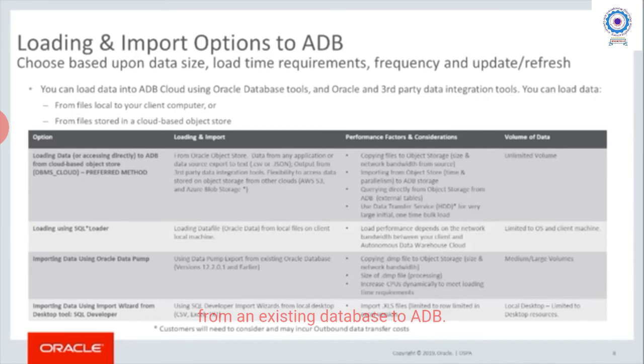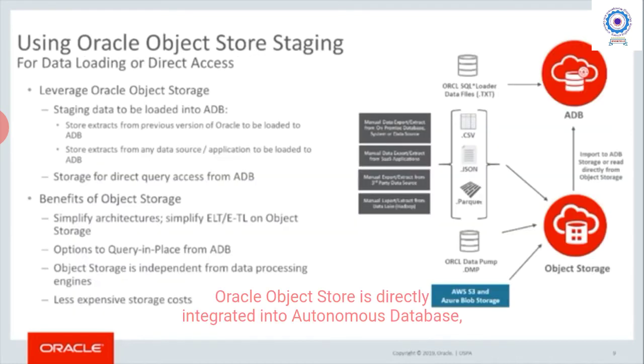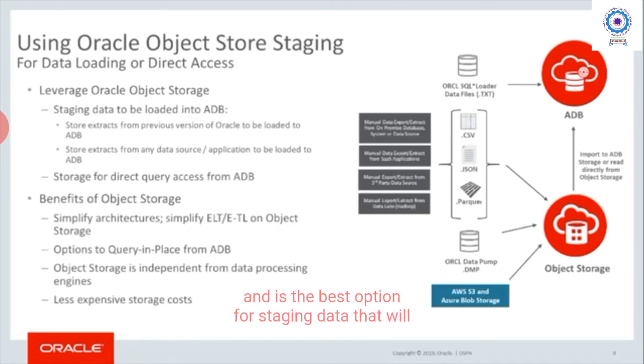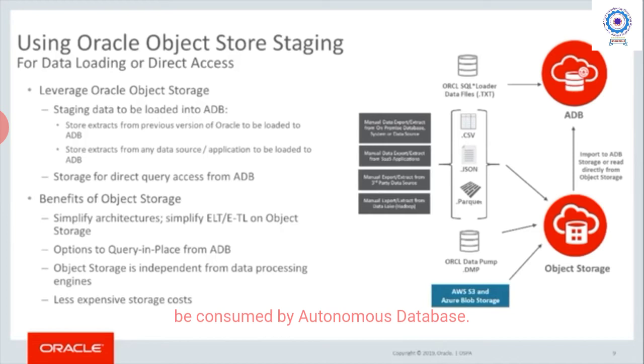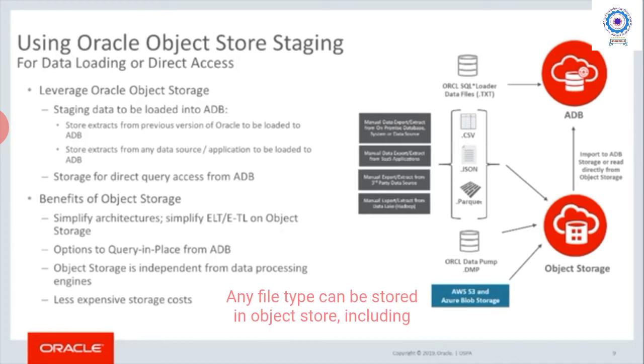SQL Developer also includes an import wizard that can be used to import data from several file types into ADB. A very common use of the wizard is to import Excel files into Autonomous Data Warehouse. Oracle Object Store is directly integrated into Autonomous Database and is the best option for staging data that will be consumed by Autonomous Database. Any file type can be stored in Object Store, including SQL Loader files, Excel, JSON, Parquet, and of course, dump files.